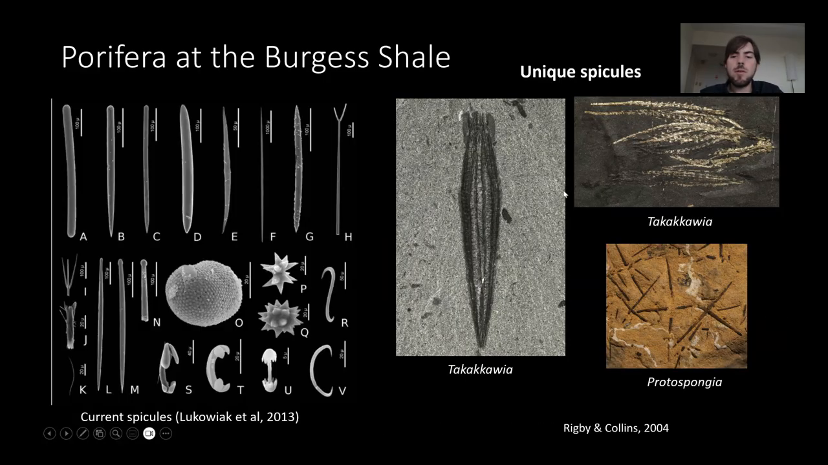But this is not the only thing. We have, for example, Takakkawia, which is a very strange sponge with a very unique type of spicules that are kind of serrated. They have teeth-like shapes here. And we even have very, very simple sponges, like these X-like sponges from Protospongia, which is considered perhaps one of the earliest types of sponges. That's because they have these very simple spines shaped like an X, and they are not structured in a mesh. They are placed kind of randomly. So we have overall a very wide array of different types of spicules.